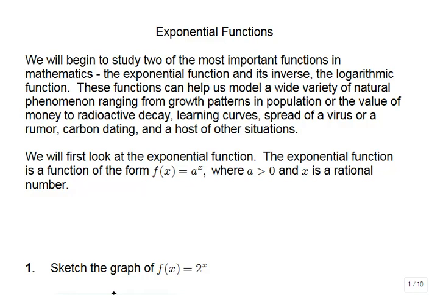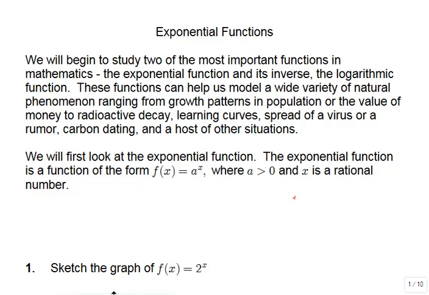These functions can help us model a wide variety of natural phenomena ranging from growth patterns in populations to the value of money to radioactive decay, learning curves, the spread of a virus or a rumor, carbon dating, and a host of other situations. So there's a lot of applications that surround exponential and logarithmic functions.